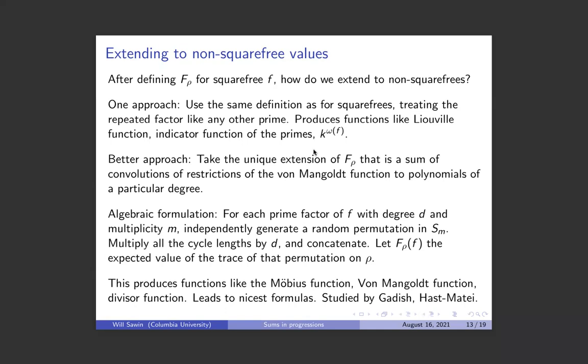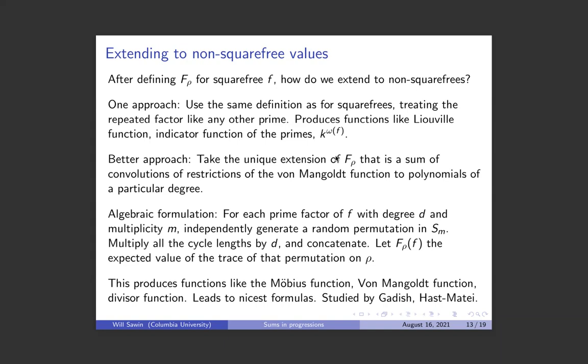So one expression of this that connects to what I was doing before is we're going to take the unique extension of f rho that can be obtained as a linear combination of restrictions of the von Mangoldt function to polynomials of a particular degree. So if I restrict the von Mangoldt function to polynomials of degree 4, restrict to polynomials of degree 7, restrict to polynomials of degree 8, and then convolve those three functions, I'll have a valid arithmetic function of polynomials of degree 19.